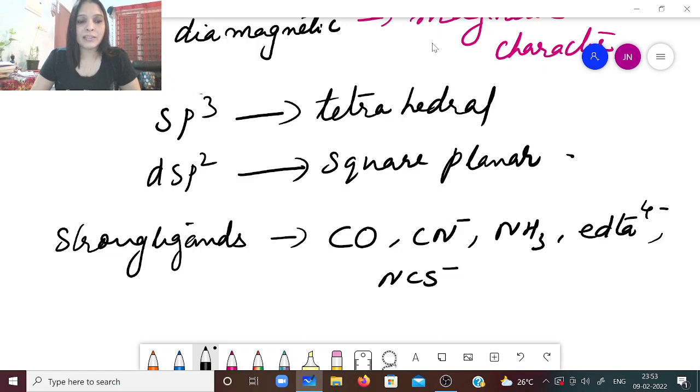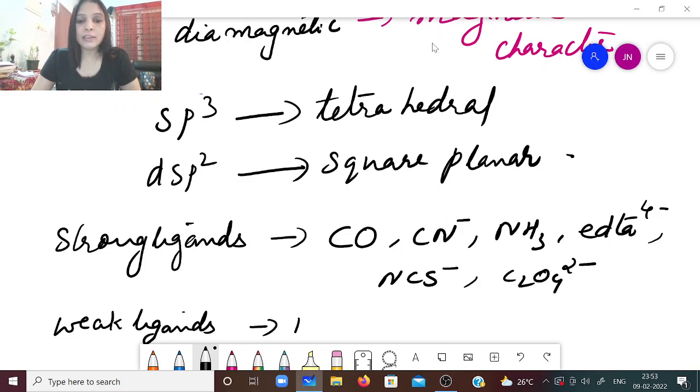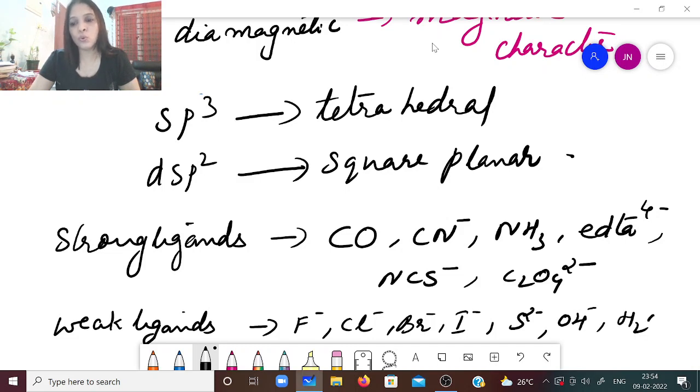C2O4 2 minus also is strong. Then weak ligands. See, all the halogens, that is halides, are weak. That is easy to study. All the halides are weak. Then S2 minus is weak. Then OH minus is weak. Then H2O also is weak.